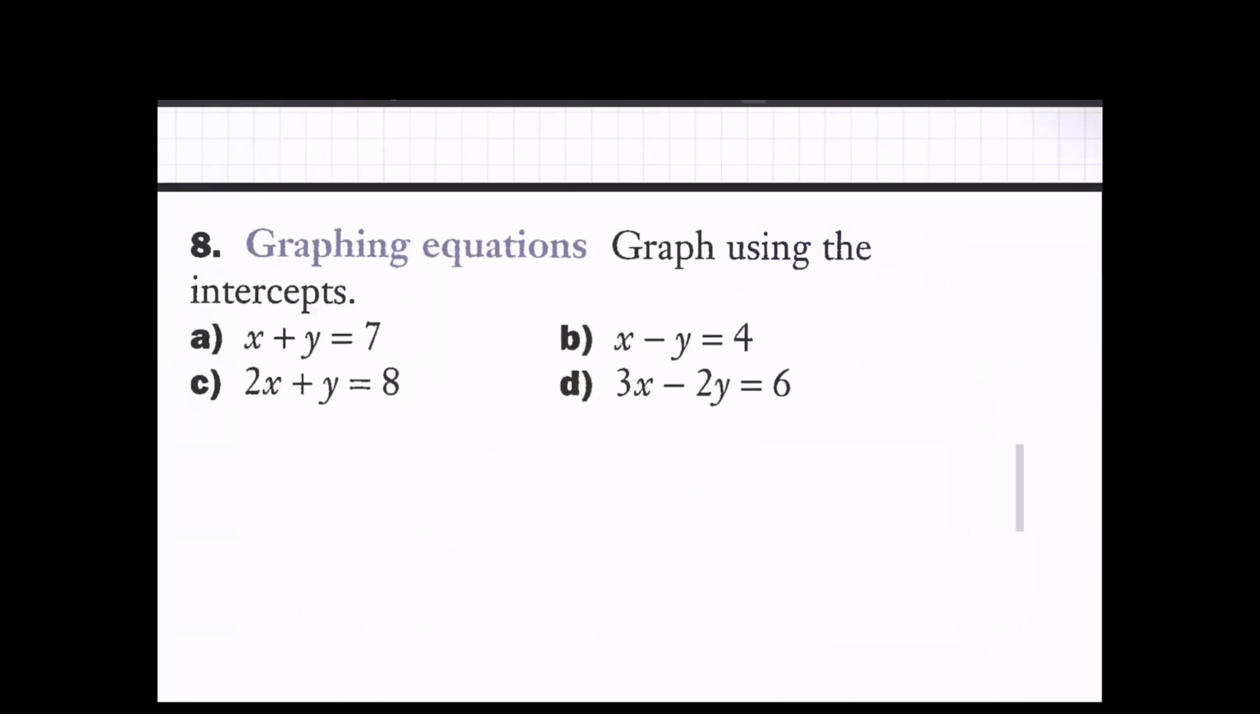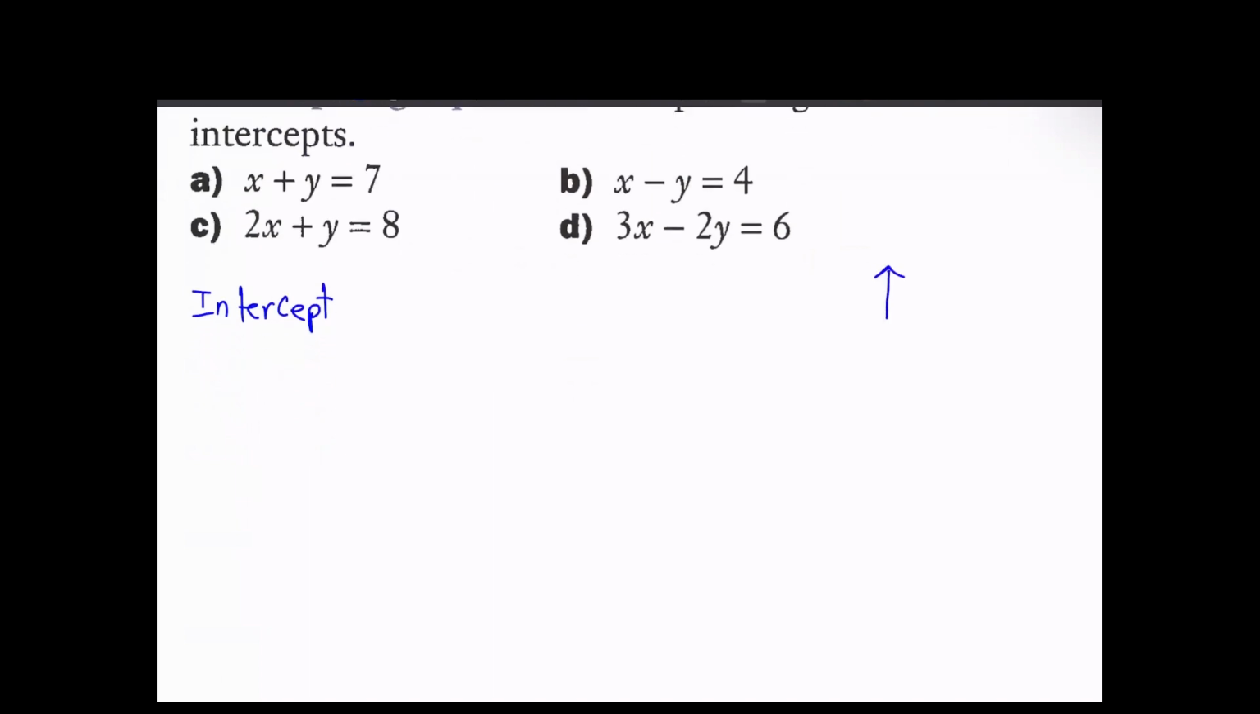Question number 8. Now, we want to graph using intercepts. Let me explain the concept of intercepts. In a graph, particularly for 2D graphs, this is a Cartesian plane, x and y. In a given equation with x and y, the intercepts that we have are basically the x-intercept.